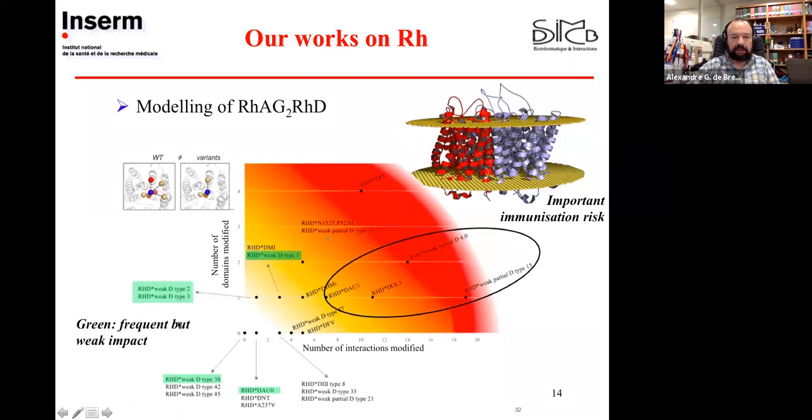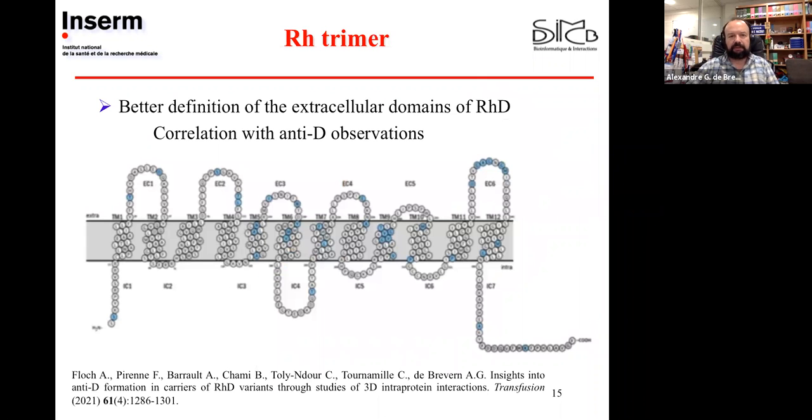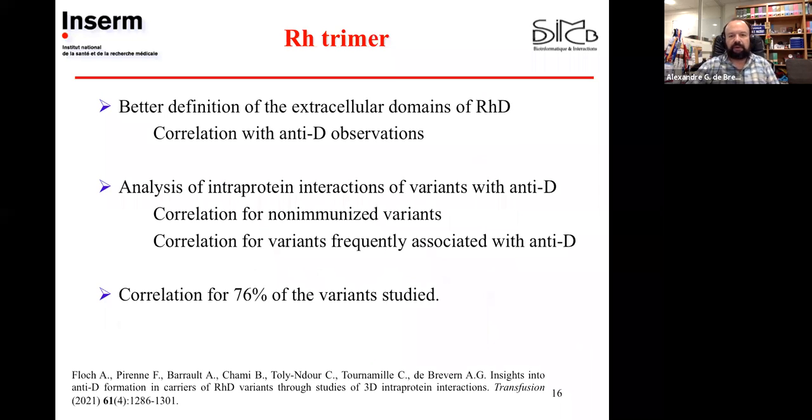So I repeat, in green, it's frequent variants, polymorphisms, that are not associated to transfusional events. And here, with the black circle, that's at the opposite, important immunization risk variants. So we have a nice separation here in terms of number of modified interactions. With this work, we had a better definition of the extracellular domains of RHD. We have a nice correlation for the non-immunized variants and for the variants frequently associated with immunization events. The correlation was interesting.